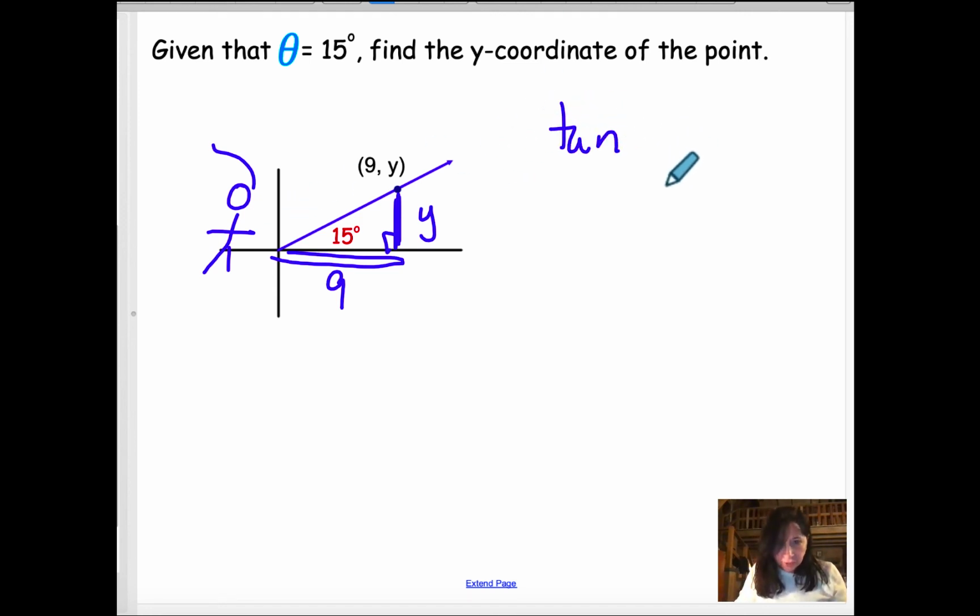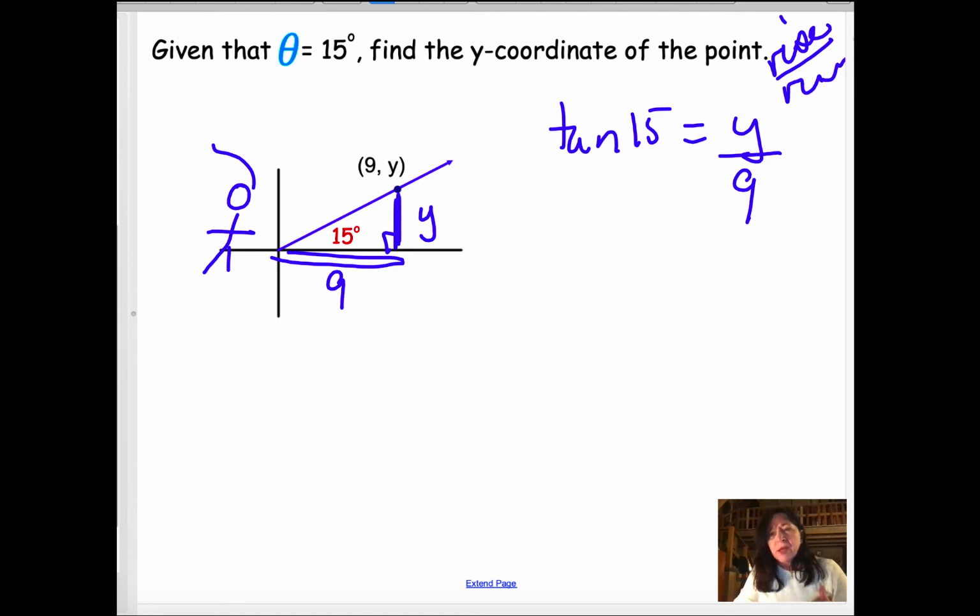Everything is tangent on this test. That's it. So tangent of the degree. What's the degree? The degree is 15. So tangent of 15 is equal to the opposite side over the adjacent side. Some people call it not opposite over adjacent, but rise over run. We are going to cross multiply once we have our actual equation.